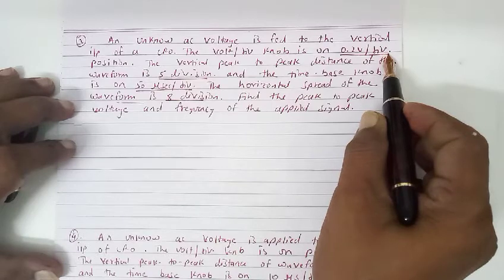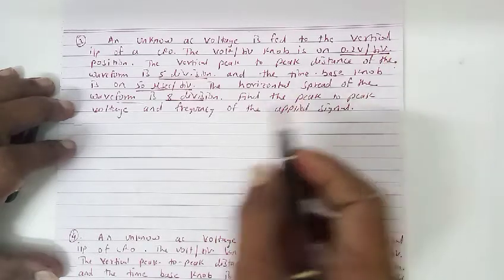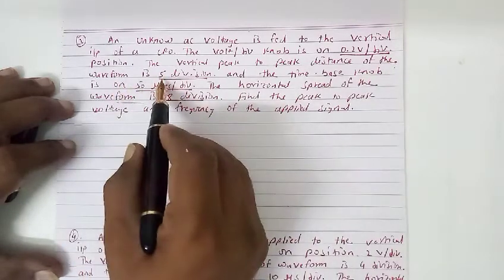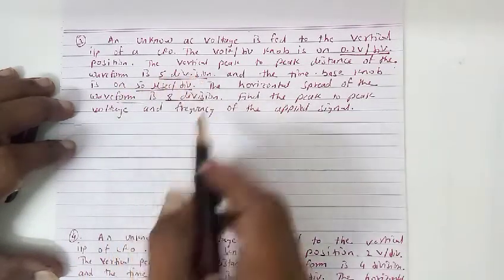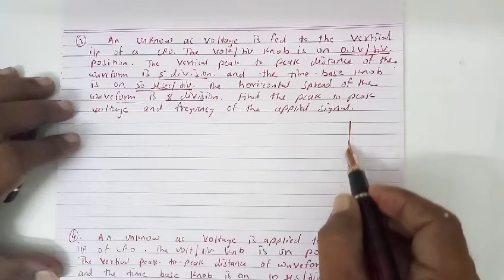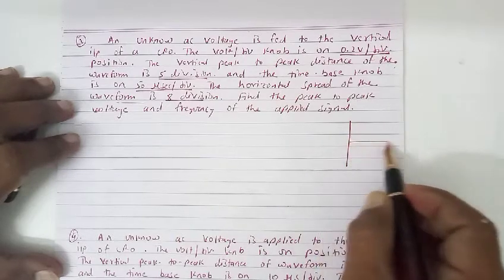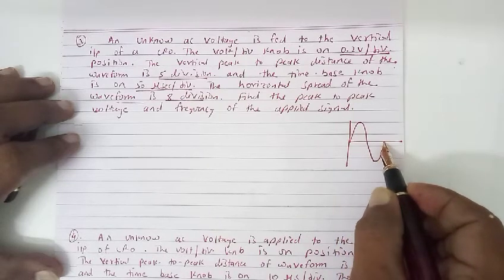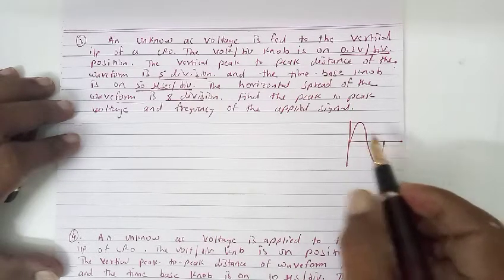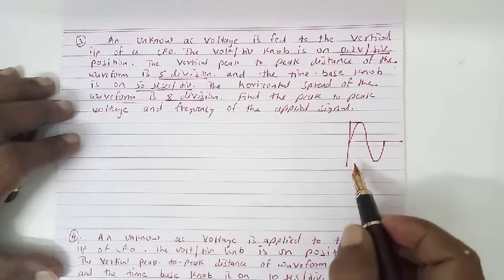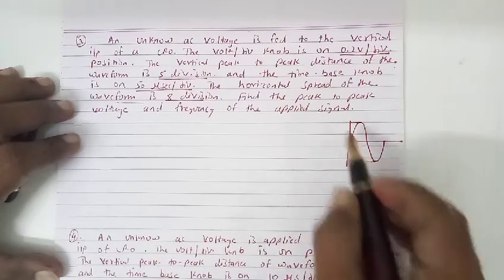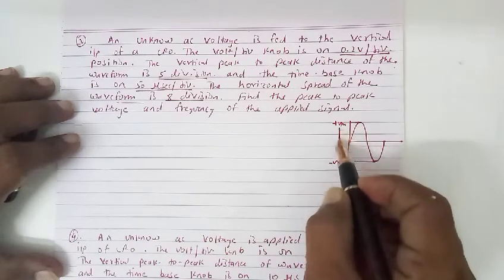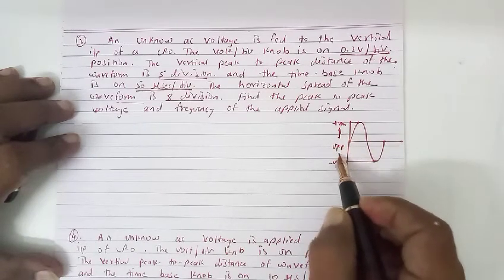At this position the vertical volt per division knob is present, and the vertical peak to peak distance of the waveform is 5 divisions. Okay, suppose this is the wave. You have this particular voltage division knob. This much is the voltage, plus Vm minus Vm. You will be getting the VPP value.